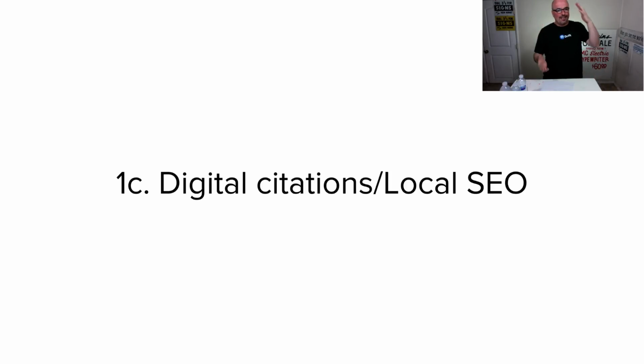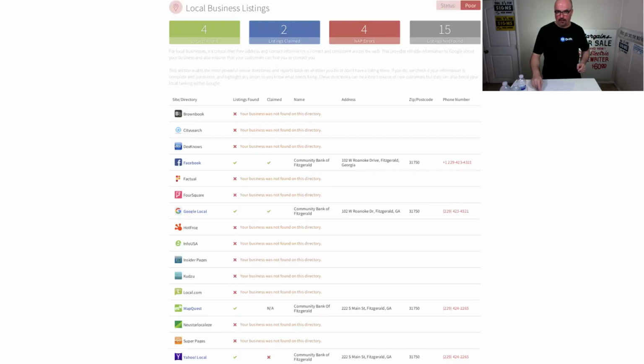Now, as far as, and this is all kind of tied together, digital citations and the local search engine optimization for a bank, contextually, when someone opens their phone or laptop, desktop, whatever, and they are in Fitzgerald or Osceola or right around this area, and they type in bank, then Community Bank should be at the top. That's the goal, right?